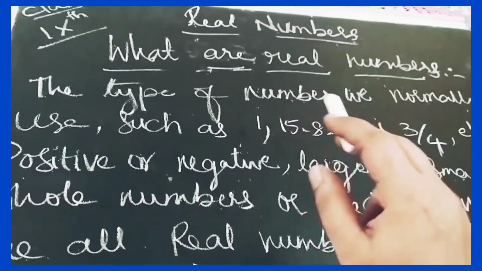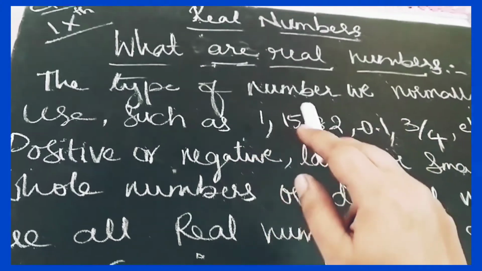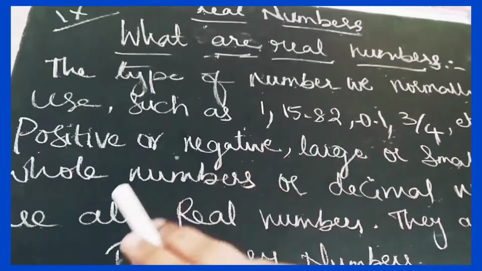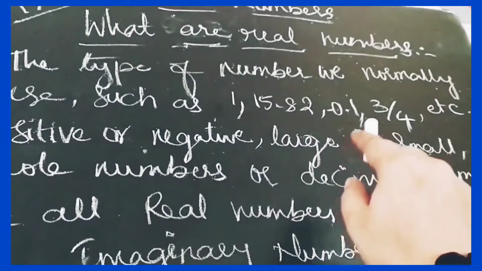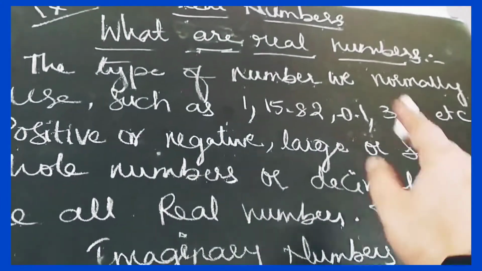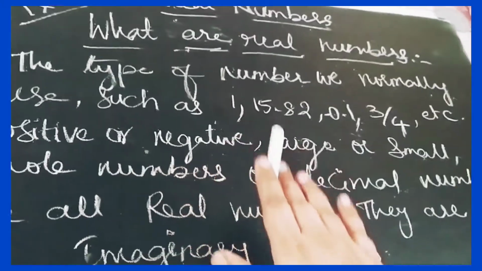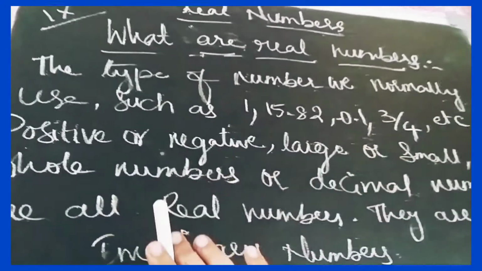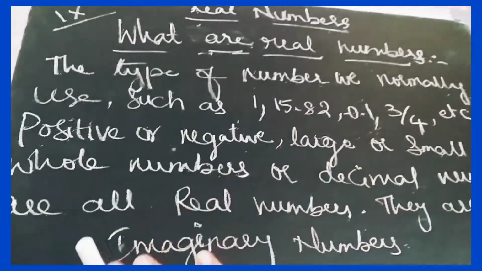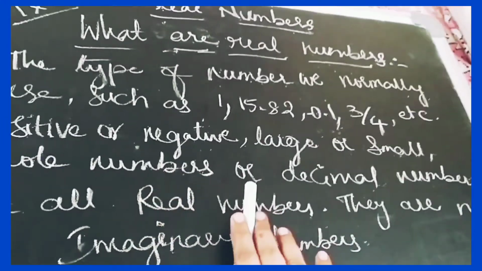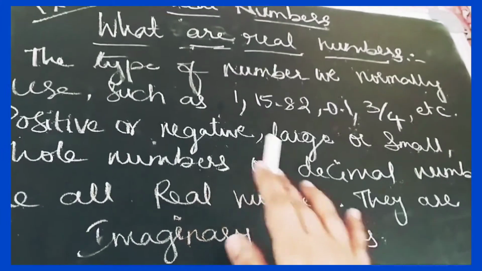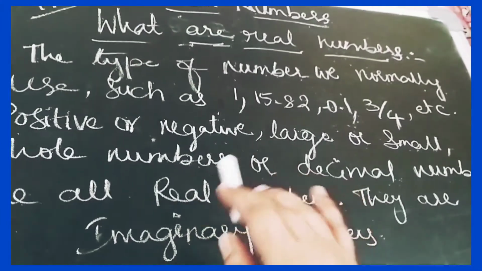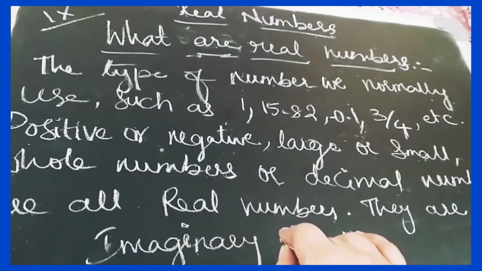Okay, real numbers. What are real numbers? The type of numbers we normally use, such as 1, 15.82, minus 0.13 by 4, etc. Positive numbers, negative numbers, large, small, whole numbers, decimal numbers are all real numbers. They are not imaginary numbers.